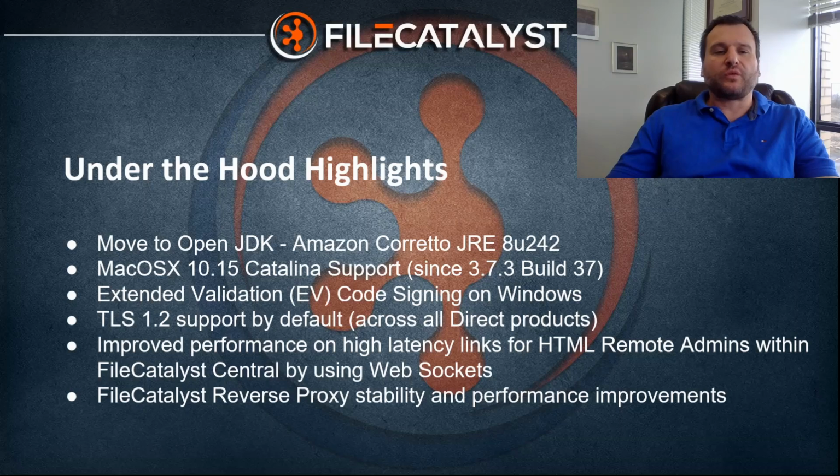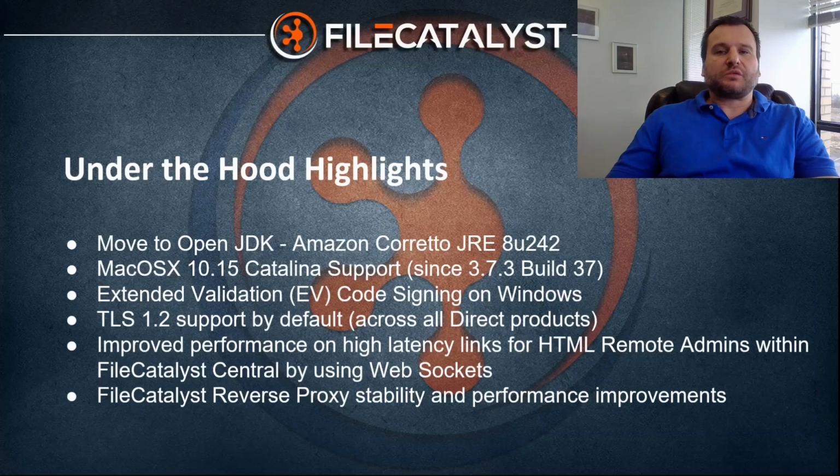So we moved to OpenJDK, and especially we moved to Amazon Corretto, which is a long-term support release. Amazon uses a lot of Java in their web services platform and online store and everything. So they actually bundled their own OpenJDK version, and they called it Corretto. So this is what we've bundled in 3.8. All Direct Server, Central, hot folder, Transfer Agent, everything uses OpenJDK Amazon Corretto from now on.